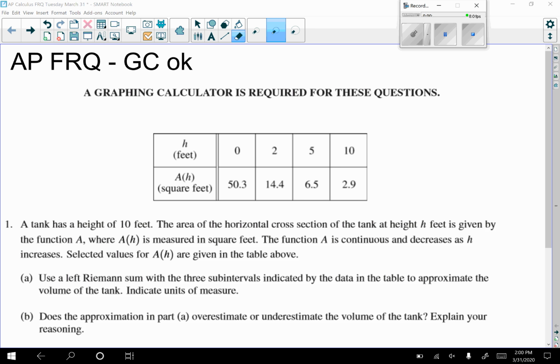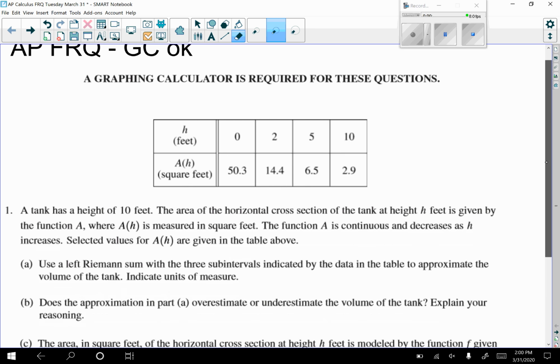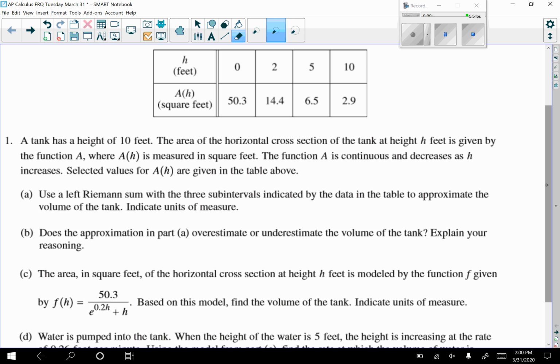This first one we're looking at, we can use our calculator. In fact, for one part, it's going to take just a few seconds to get an answer. Here they're giving us little tables comparing our function's area, which is in square feet, and then our height. A tank has a height of 10 feet. The area of the horizontal cross-section of the tank at height h feet is given by the function A, where A of h is measured in square feet. The function A is continuous and decreases as h increases. Selected values for A of h are given in the table above.